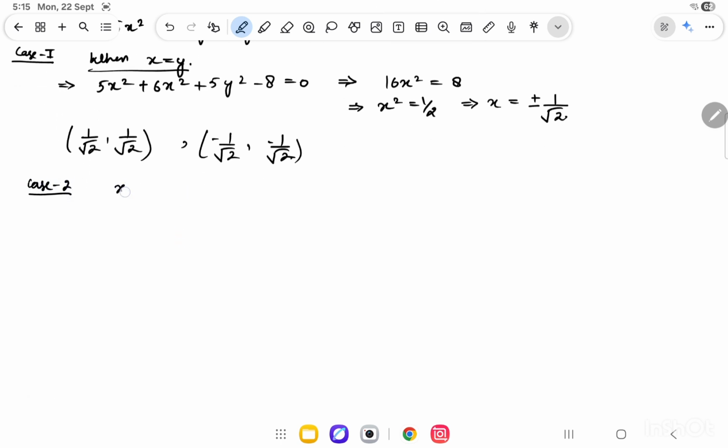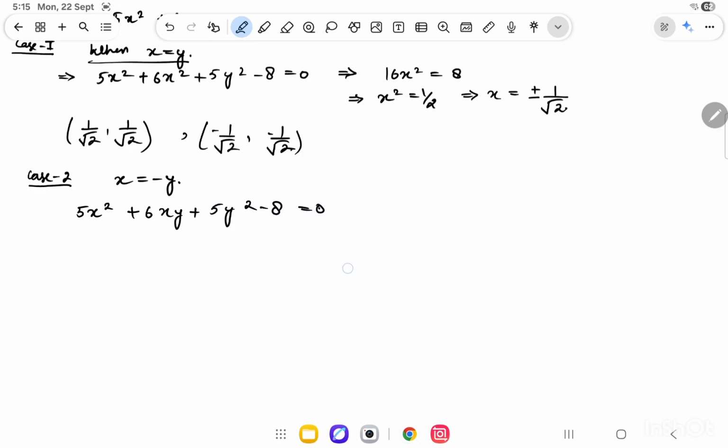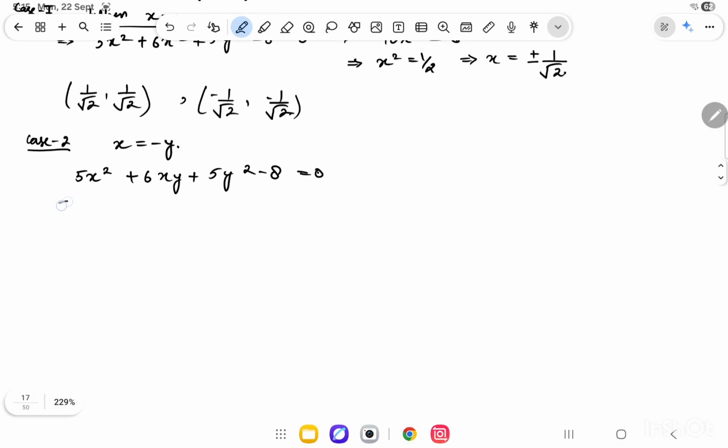In case 2, x is equal to minus y. So from 5x square plus 6xy plus 5y square minus 8 equals 0, if I substitute y equals minus x, I get 5x square minus 6x square plus 5x square minus 8 equals 0. That is 10 minus 6x square, that is 4x square equals 8.